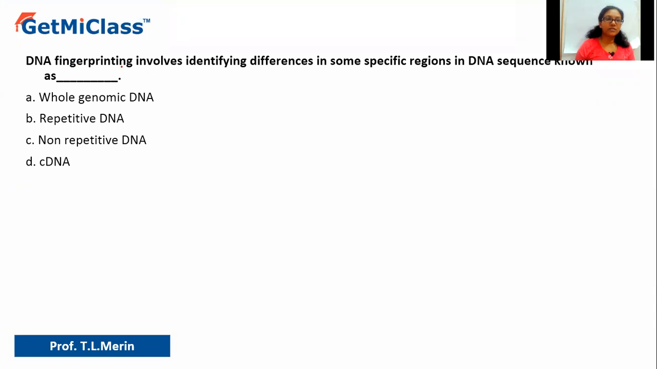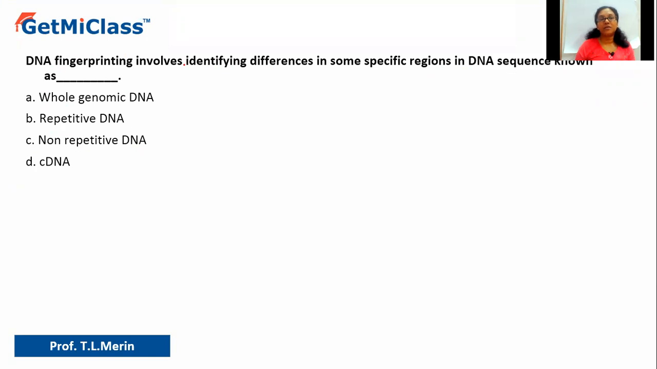So let's solve this question here. It says DNA fingerprinting involves identifying differences in some specific regions in DNA sequence known as dash. Option A, whole genomic DNA. Option B, repetitive DNA. Option C, non-repetitive DNA. And option D, cDNA. Now let us understand the question.